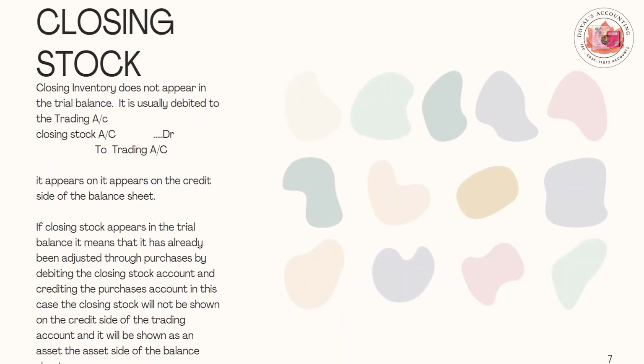Okay. Now another item is closing stock. Usually, closing stock does not appear in the trial balance. So it is usually debited to the trading account and it is shown on the asset side of the balance sheet. However, if the closing stock appears in the trial balance, it means that it has been adjusted through purchases by debiting closing stock and crediting purchases account. So in this case, the closing stock won't be shown on the credit side of the trading account and it will directly be shown as an asset. You will understand this further when we do final accounts.